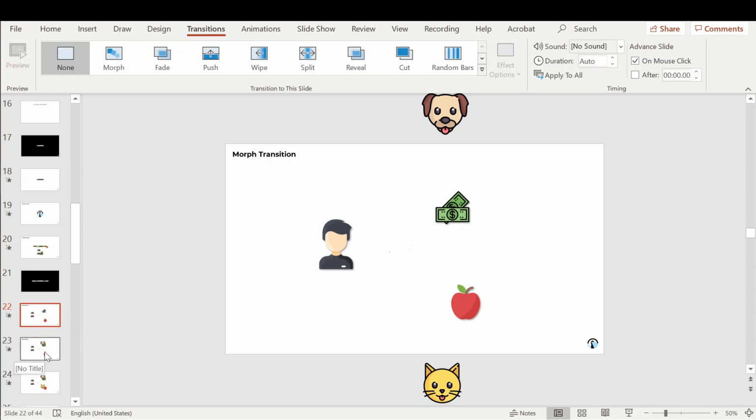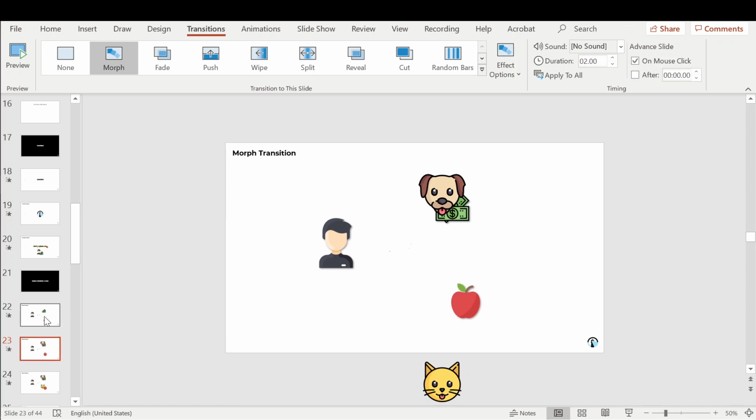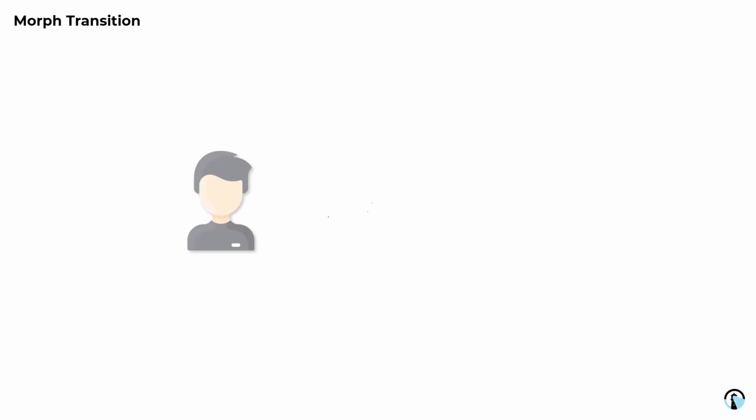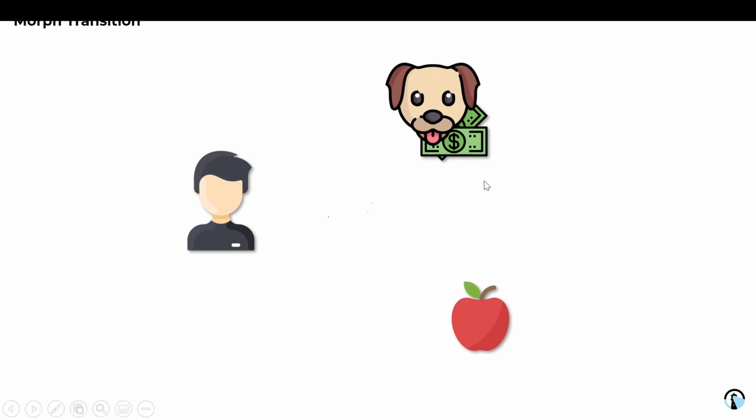Now you're gonna go to the second slide, and this is where the morph transition is gonna play a role. You come here and you select morph. It could be fade, it could be none, but here you gotta choose morph. Now let's play it out. Look. So it's gonna come to animations. Now the dog. This dog is in the new slide.